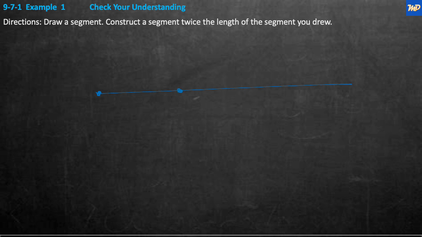Okay, it says, draw a segment. Construct a segment twice the length of the segment you drew. Well, I guess we could do it like we've done it here. So I don't have the compass, right? But the idea here is I've drawn a segment on a long line. It could have been a ray, whatever. Could be a line going in both directions. And I'm going to label this A and B. Okay, there's my points, A and B.